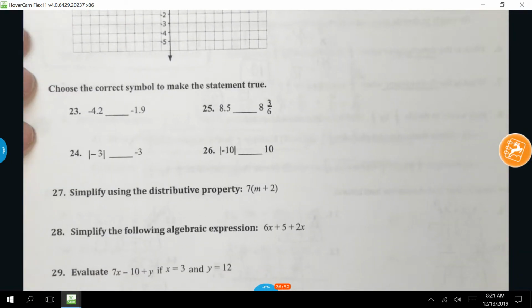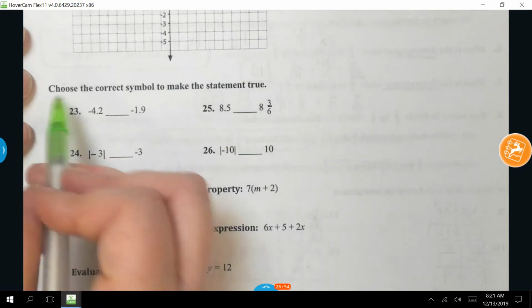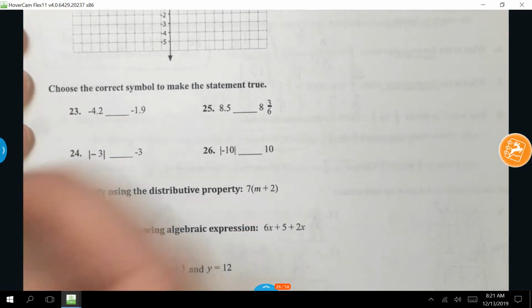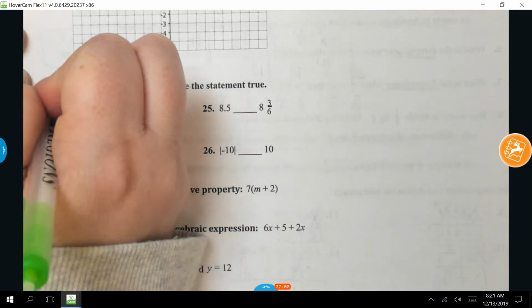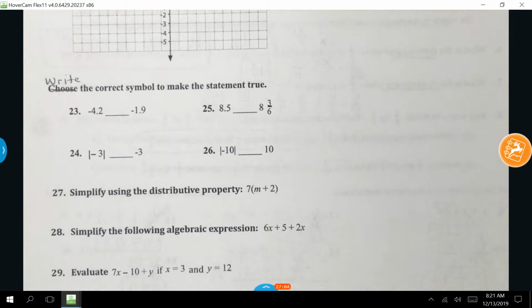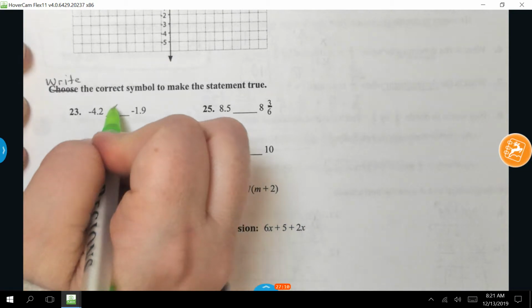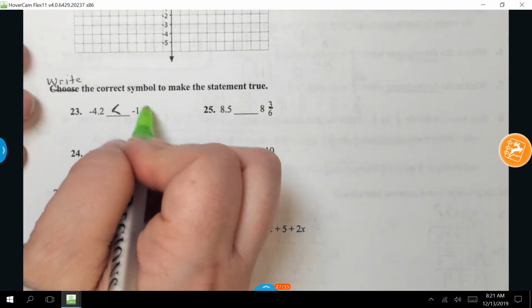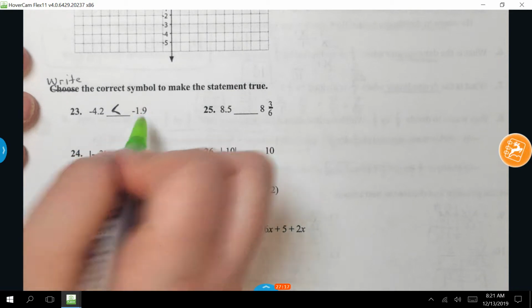All right, the last one, choose the correct symbol to make the statement true. When it says choose the correct symbol, again, those are the directions from the test. You should be able to just write the correct symbol. All right, what symbol do I need for number 23? The less than symbol. Remember, negative numbers are like opposites. The -1.9 is closer to 0, closer to the positive, so it's bigger.